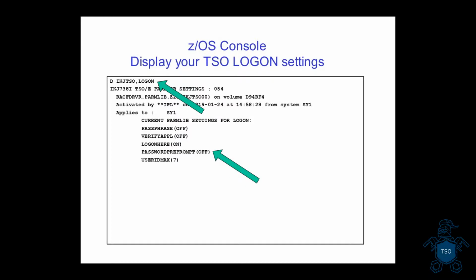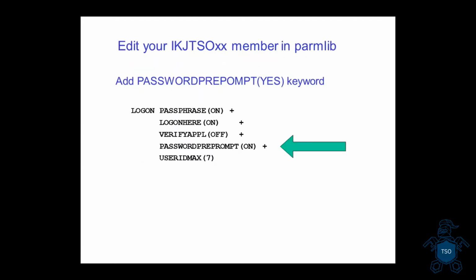To activate the password pre-prompt option, you need to specify PASSWORD PREPROMPT on the LOGON statement in the IKJTSOxx member in your parameter library. To display your TSO options, you can do that from the MVS console like this. You see on this system, the password pre-prompt option is off. So then you'll need to edit your IKJTSOxx parmlib member. It may look something like this. In the LOGON statement, you add PASSWORD PREPROMPT ON to it.